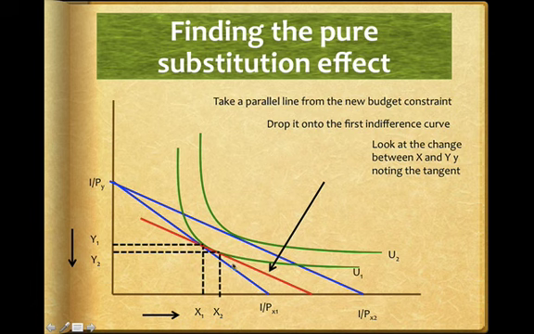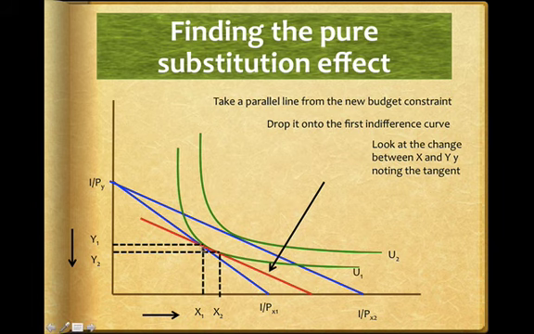Now we're taking this parallel line because we want to know what is the new budget constraint given the change in the prices. Drop it back down to the original indifference curve, which is saying, whoa girl, hold your income steady. What would you do if we changed the prices between books and DVDs?